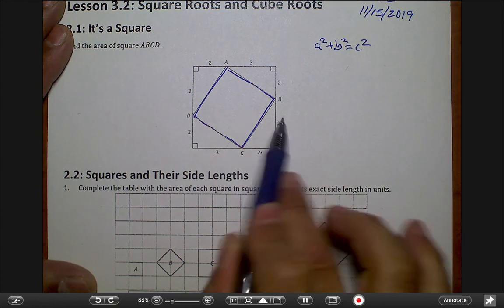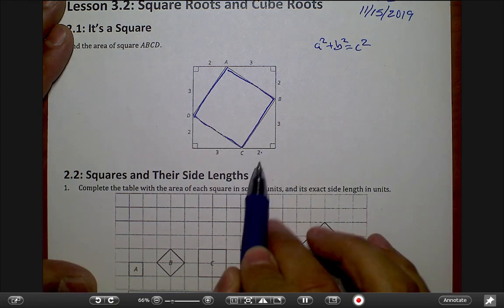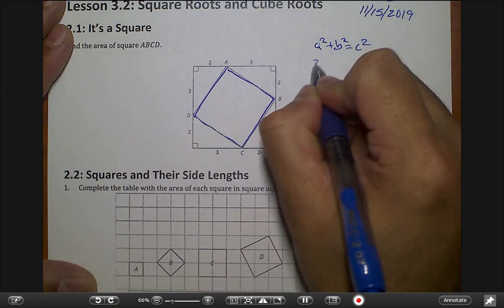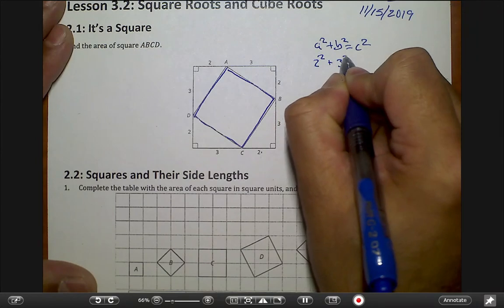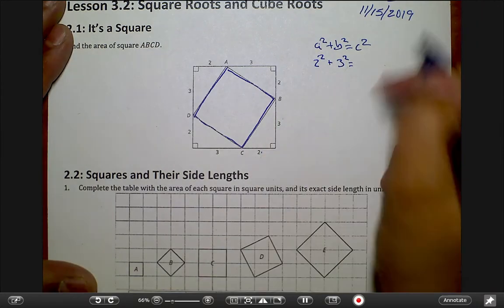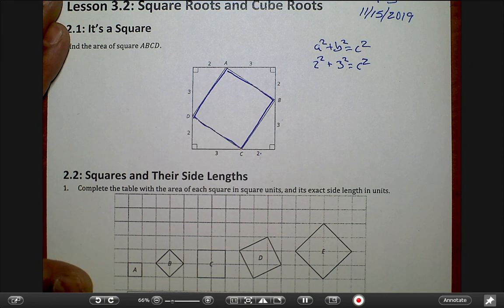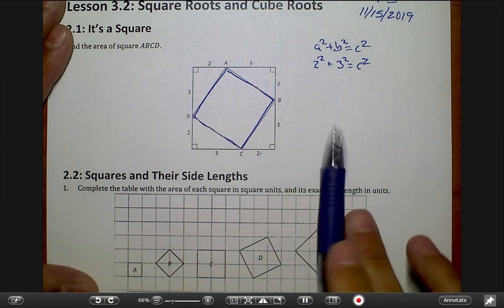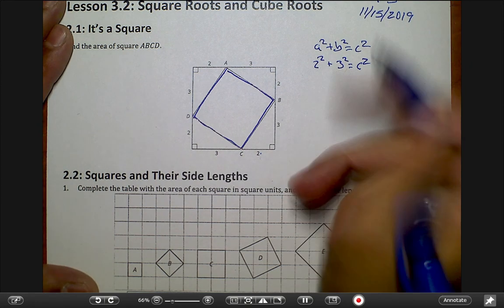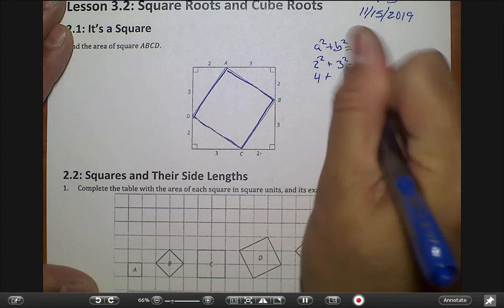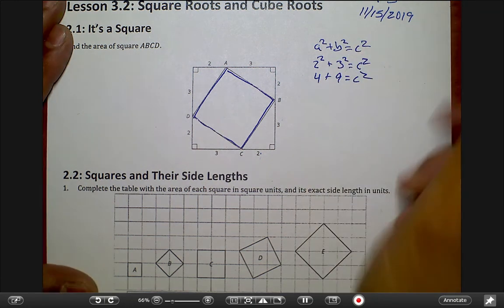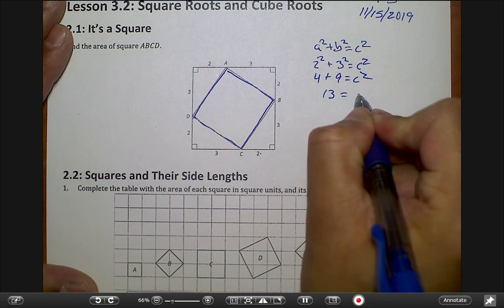Pythagorean Theorem. Pythagorean Theorem would give me a squared plus b squared equals c squared, where a, b, and c. So a is going to be 2. 2 squared plus 3 squared is equal to c squared. And going through this, I'm going to look and see. I have that this is going to be 4 plus 9 is equal to c squared. 13 is equal to c squared.